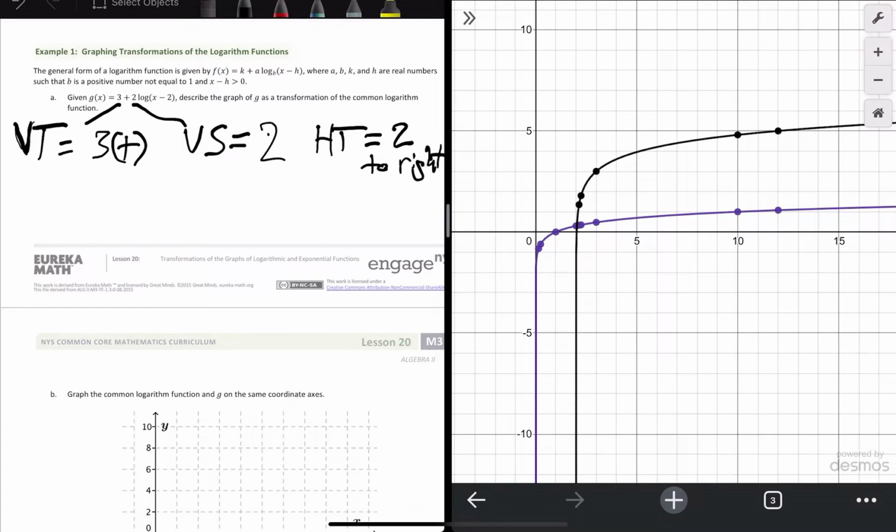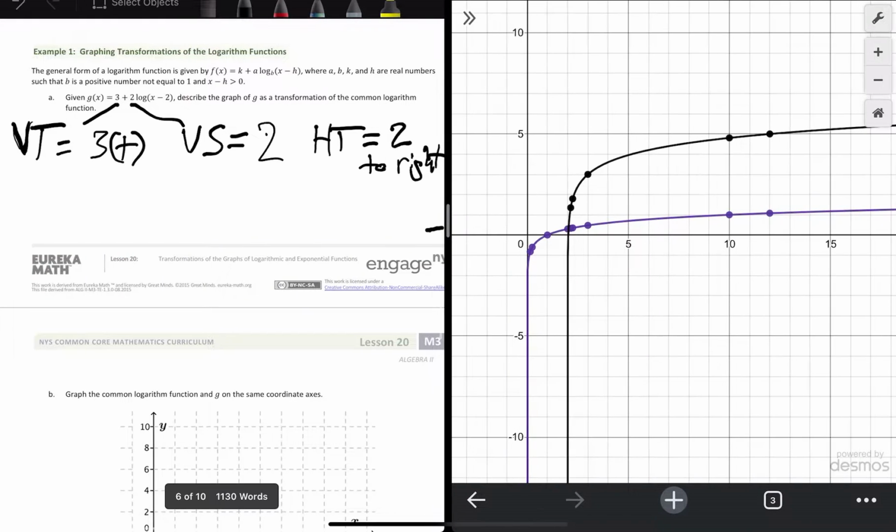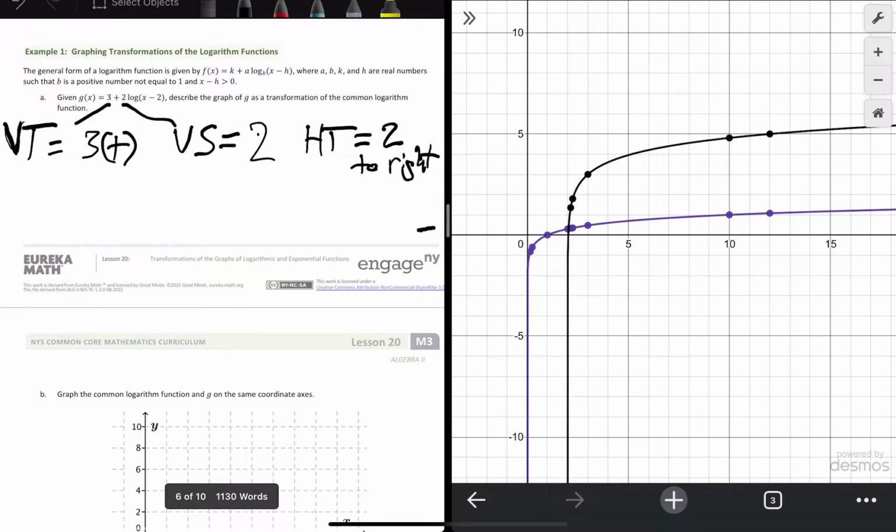So here, the purple in our graph is the parent function, and the black is the translated one, g of x. You can tell how it is shifted up 3 and to the right 2. You can do that based on where the parent crosses the x-axis at 1, 0. If you go up 3 and to the right 2, there's that same point.